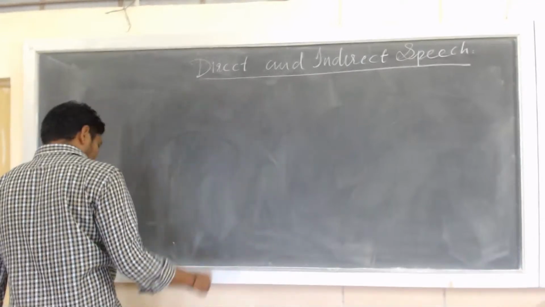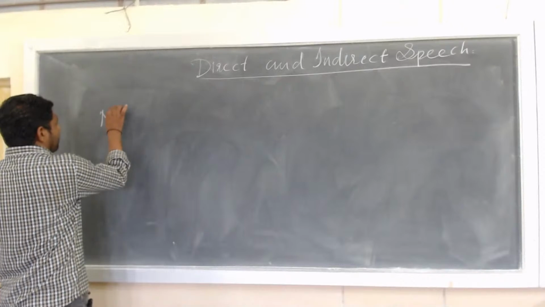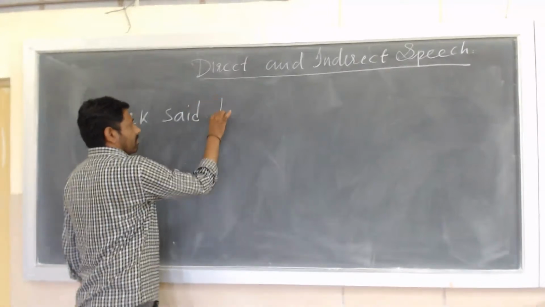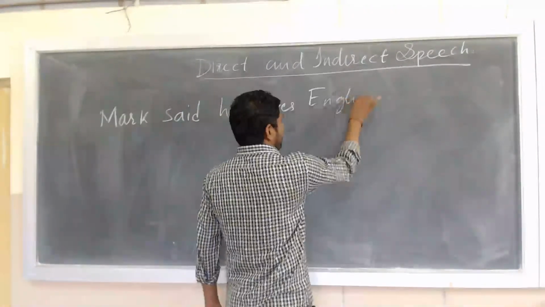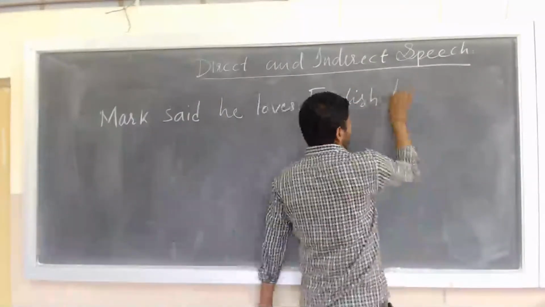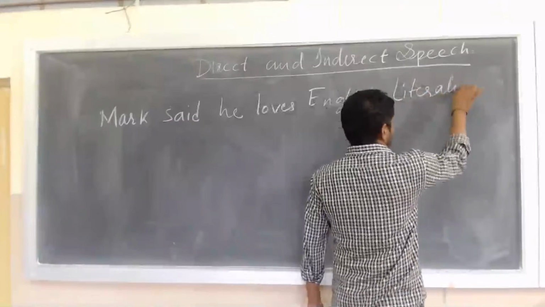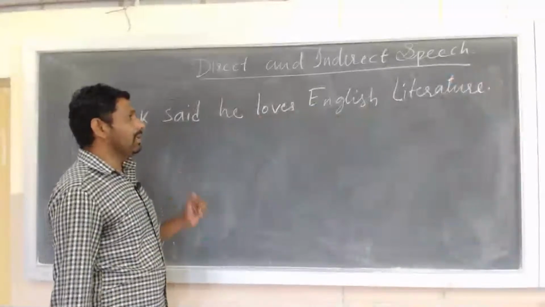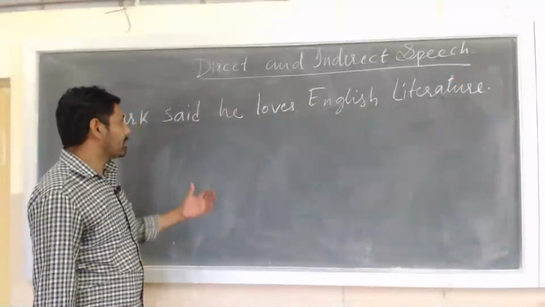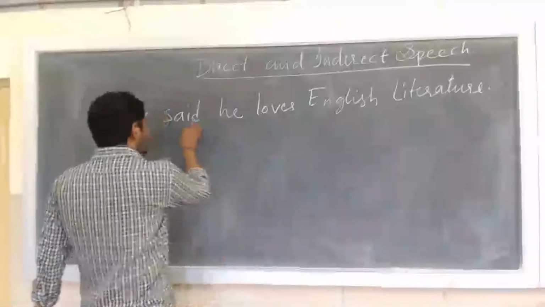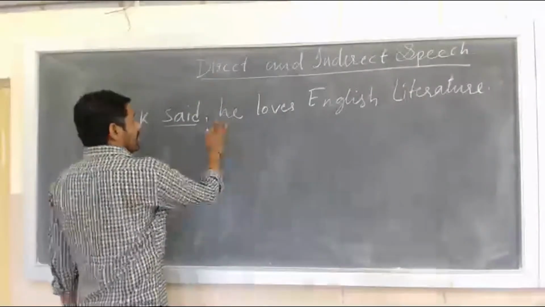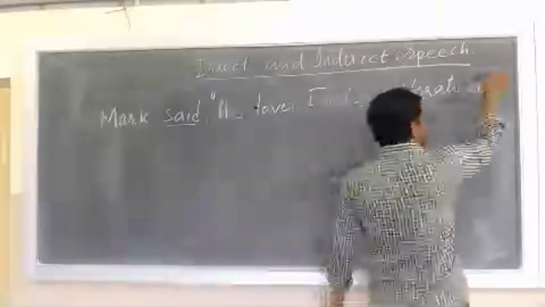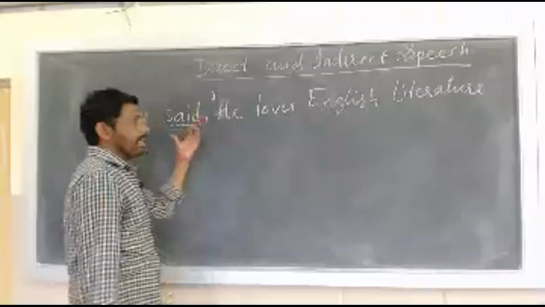For example, take: Mark said, English literature. So this is the plain statement made by Mark. So what I do now to make it direct speech, I will put a comma after the verb said, and change this quote and put the quotation marks at both the ends. So this is direct speech.